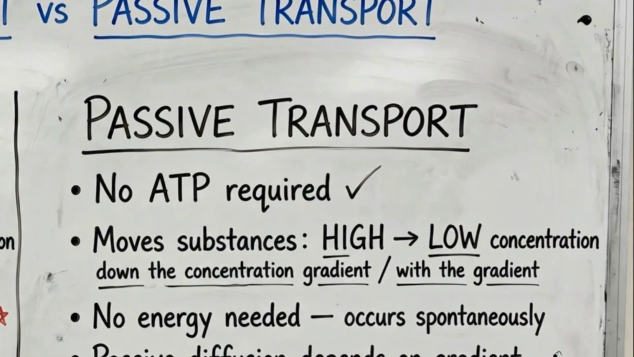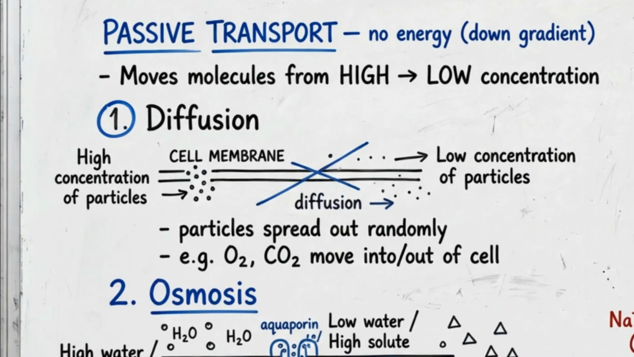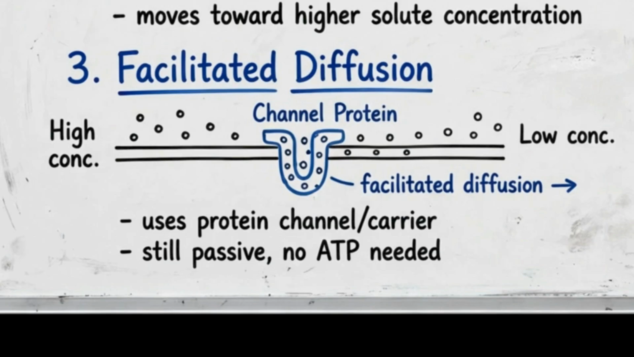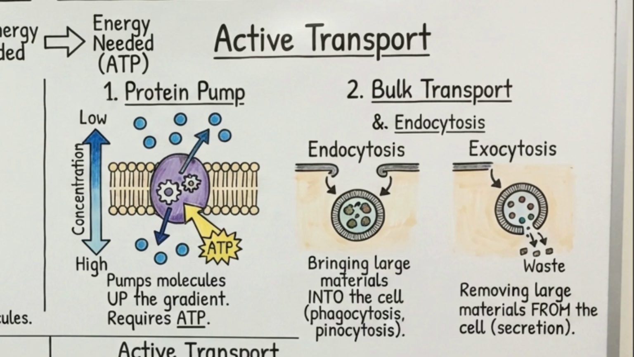First, we have passive transport, the path of least resistance. It's kind of like coasting downhill on a bicycle. Why would a cell burn precious energy when it can just let natural equilibrium do the work? This takes zero energy, meaning no ATP, because substances spontaneously move down their gradient from high to low. This includes simple diffusion of oxygen and carbon dioxide, facilitated diffusion using protein channels, and osmosis, where water flows through aquaporins.